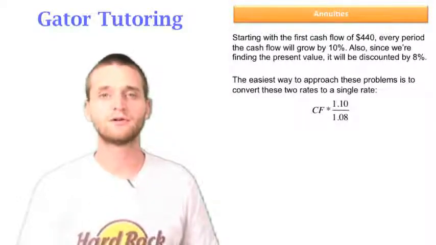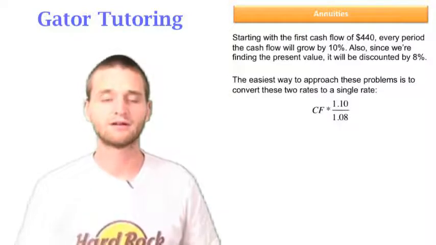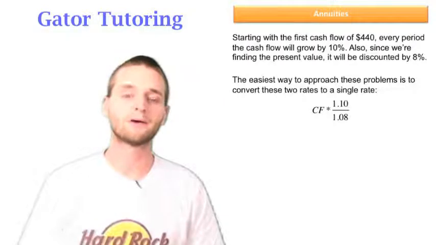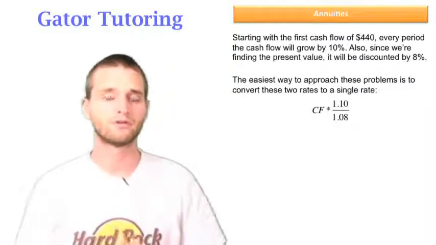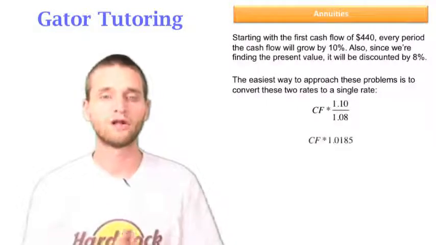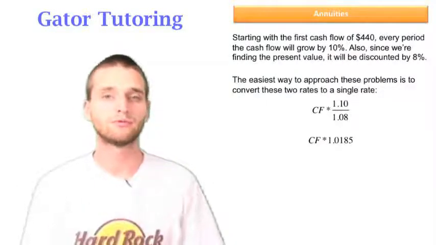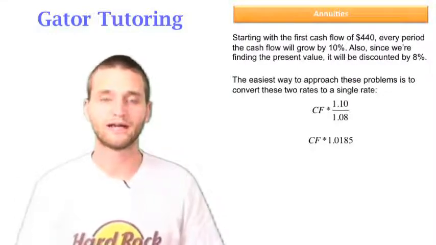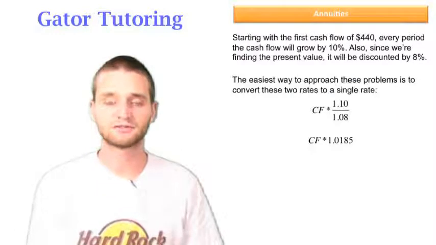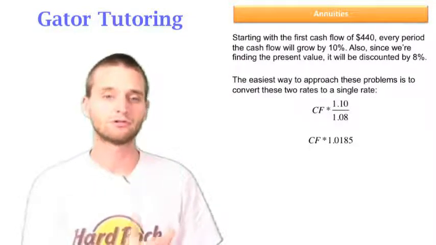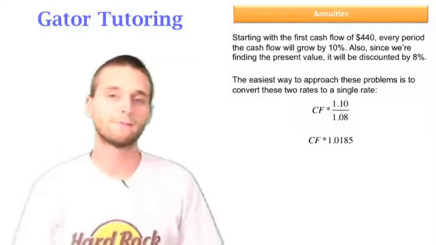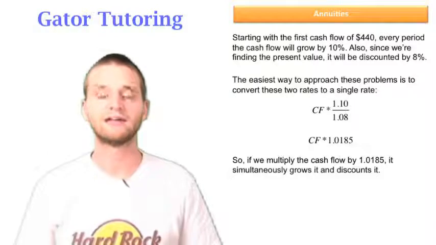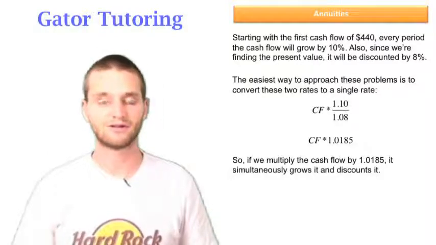So this first cash flow is going to get grown by 10%, so we're going to multiply it by 1.10. Simultaneously, we're going to discount it back by the 1.08. So we've just combined both of those effects into this ratio. If you compute the decimal 1.10 divided by 1.08, it's equal to the number 1.0185. So multiplying the cash flow by this number is the same thing as multiplying it by 10% and then dividing it by the 8%. If we multiply the cash flow by the 1.0185, it simultaneously grows it and discounts it.